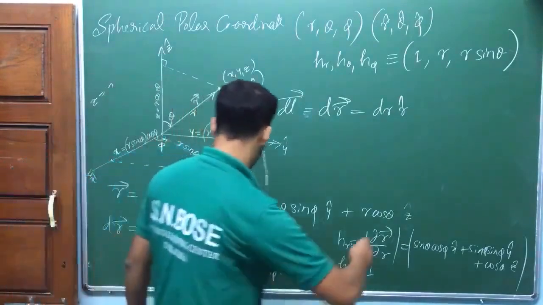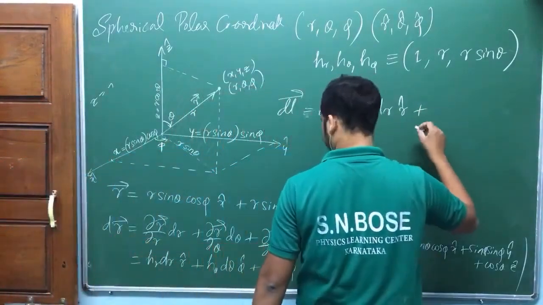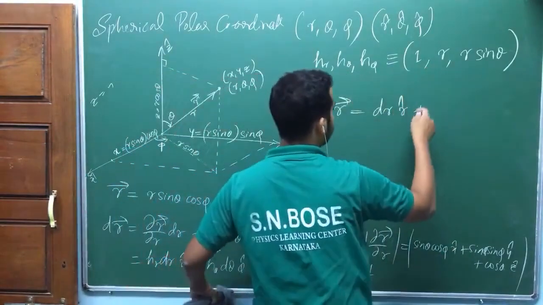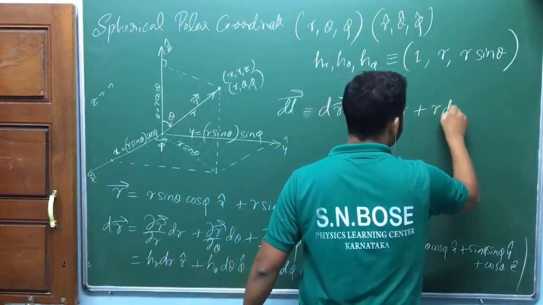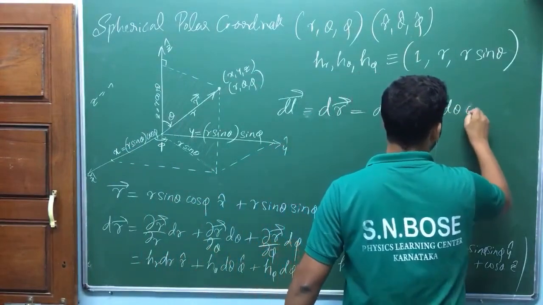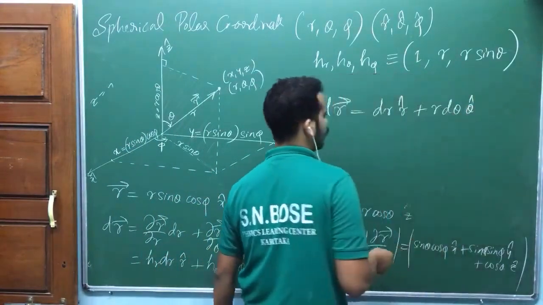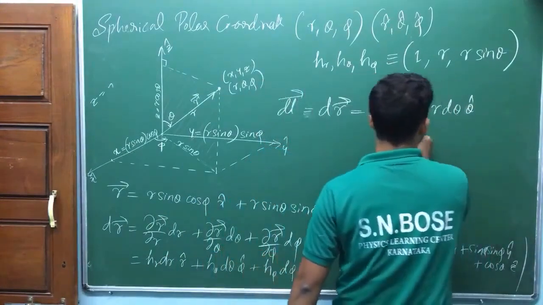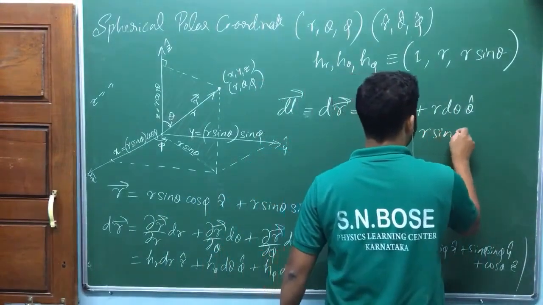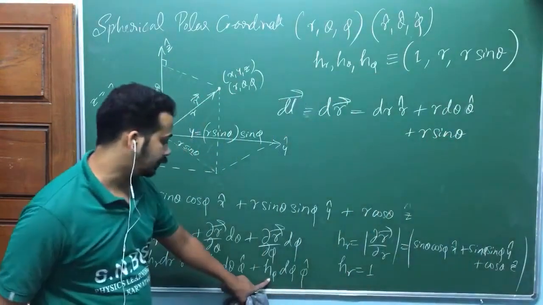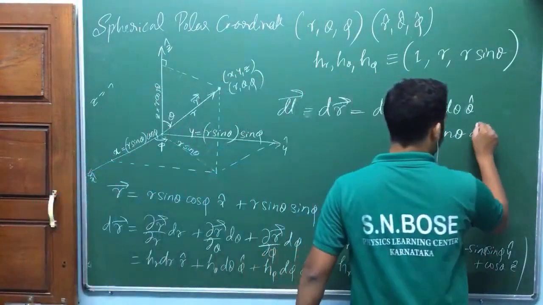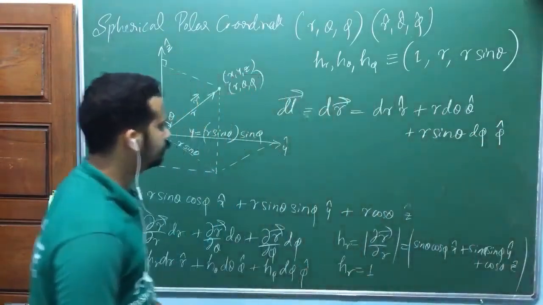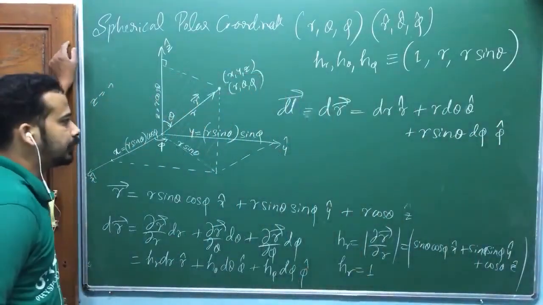dr r cap plus h_theta, which is r, r d theta theta cap. Look at the dimensions now, is that okay? Length like that. Plus r sin theta, h_phi, into d phi, phi cap. This is your infinitesimal displacement vector.